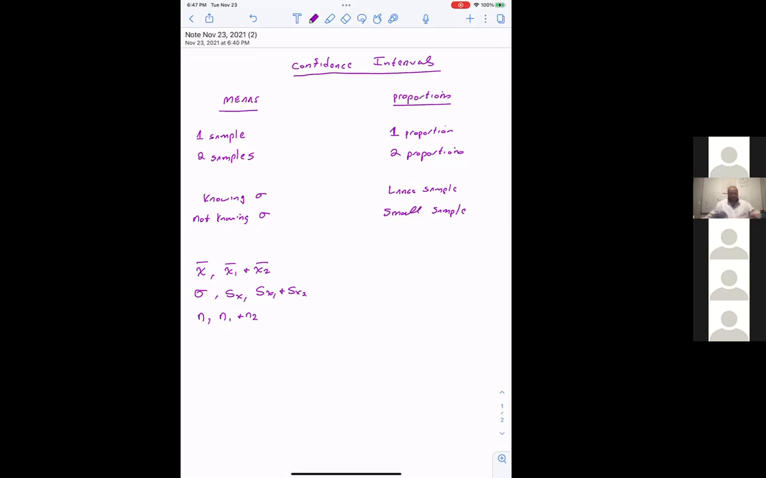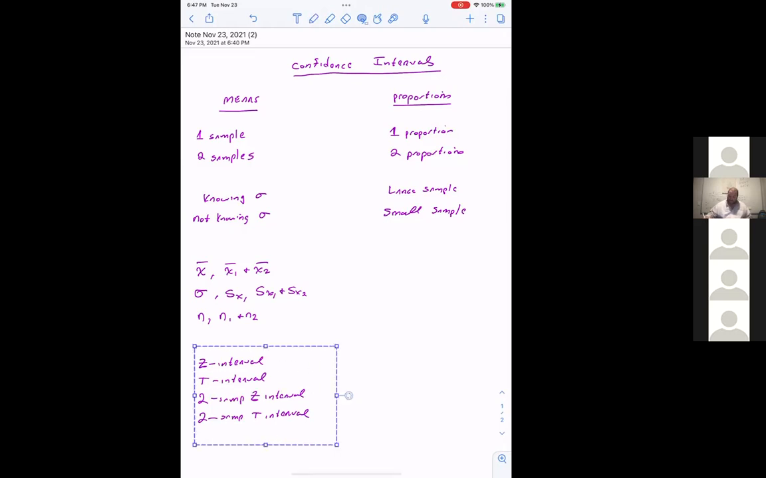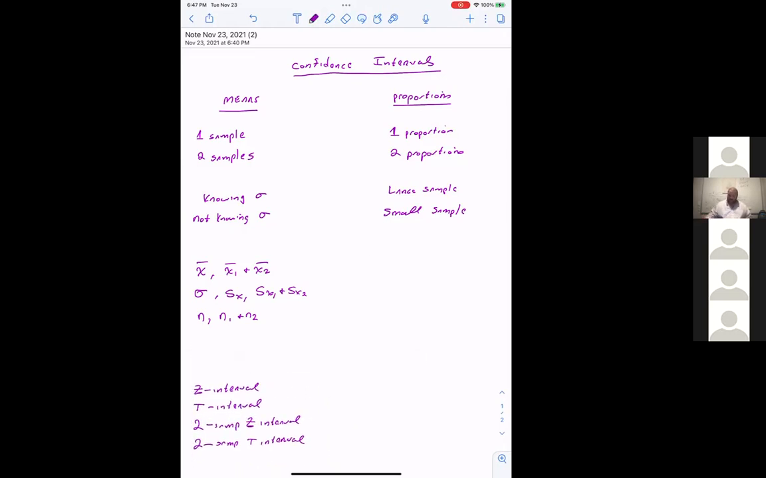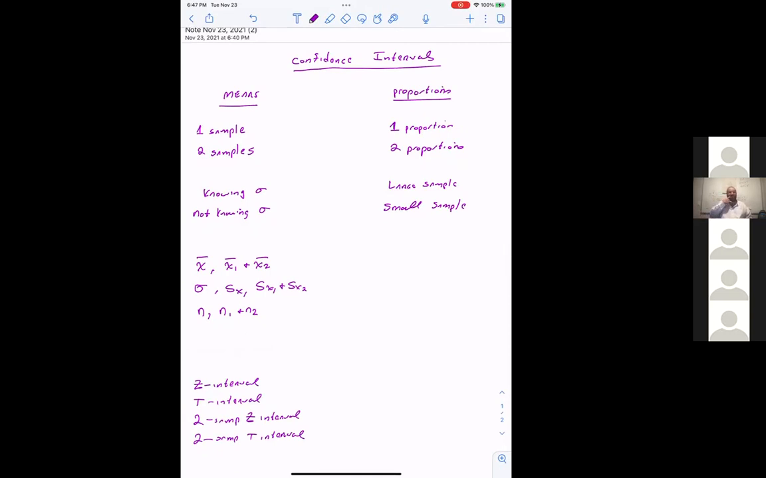So if you look at your calculator and you look at the different situations for confidence intervals for means, under stat, tests, I have the Z interval, the T interval, the two sample Z interval, and the two sample T interval. So those are the four intervals for means. When do I use Z versus T? If you have sigma, you use Z. If you only have a standard deviation of the sample, you use T. Great.